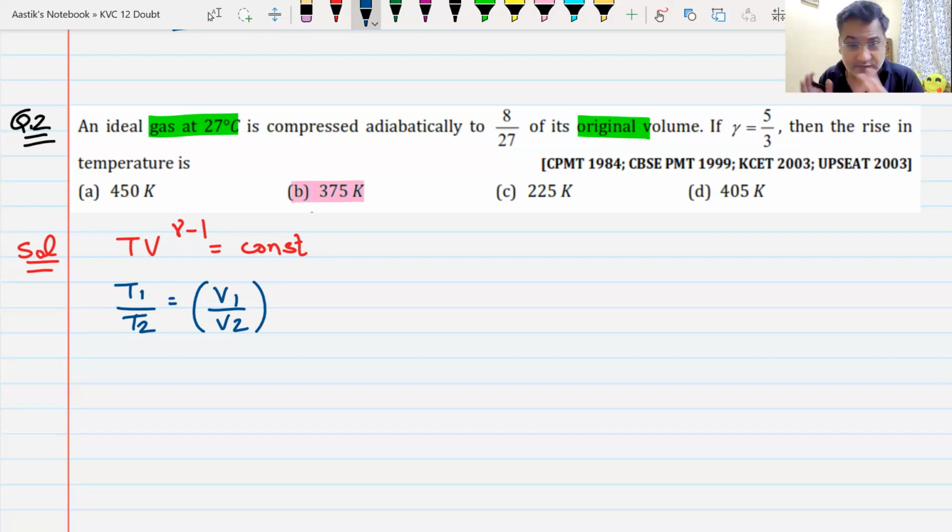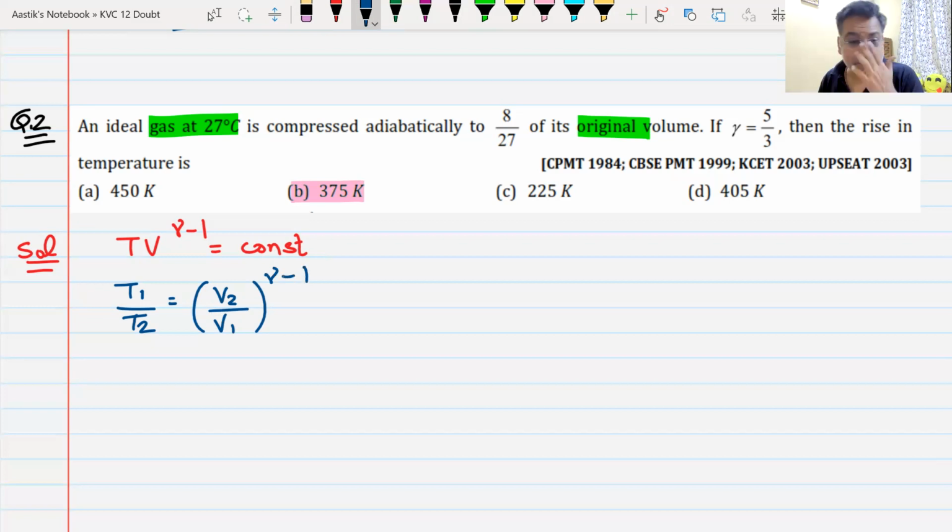Now, if you make a mistake here, you are done. Minus 1, sir? Gamma minus 1. That is a mistake. I've taken the direct ratio. That is a mistake, and that is why I did it. If I take it as V2 by V1, then it is gamma minus 1.